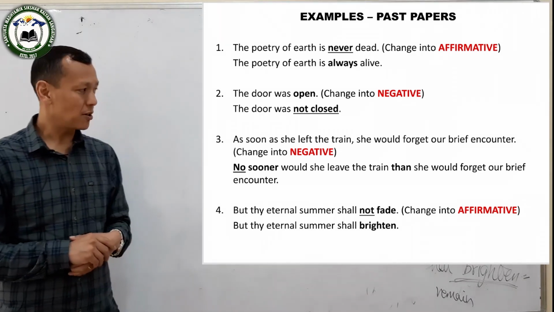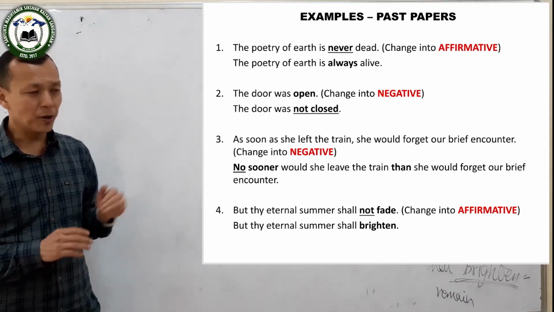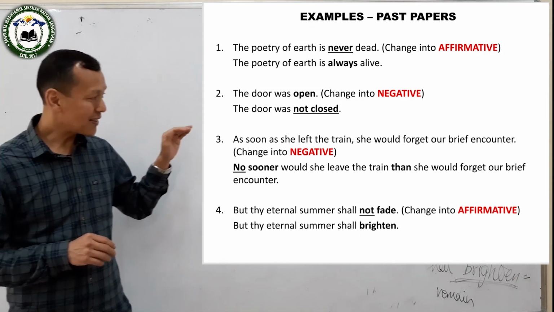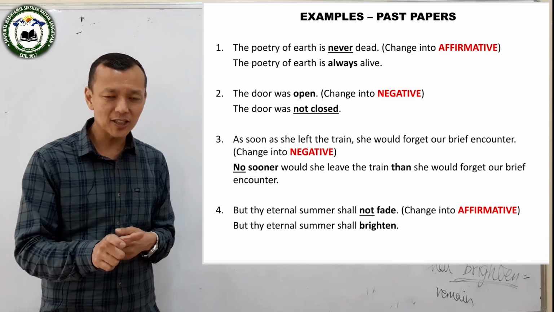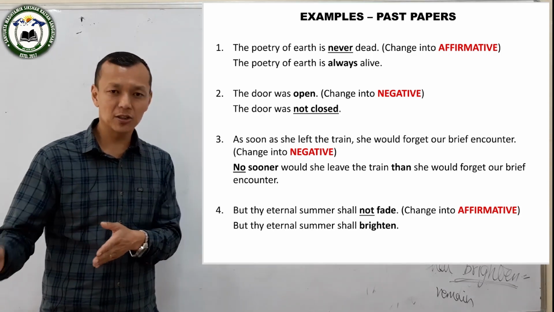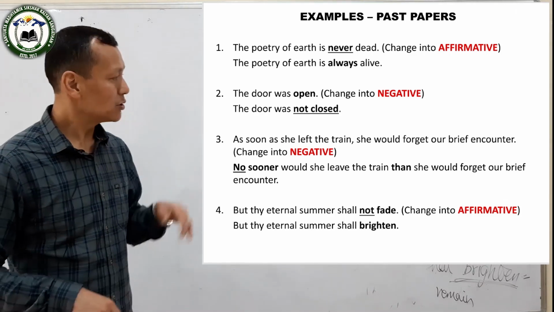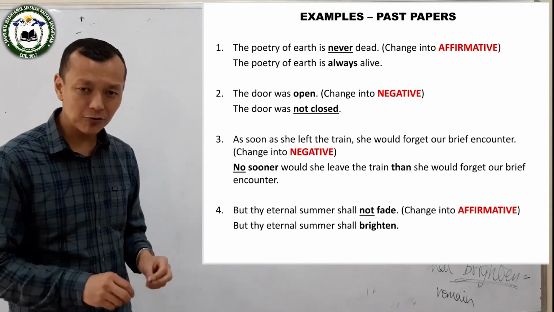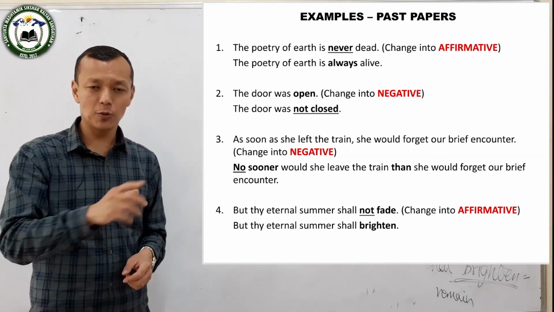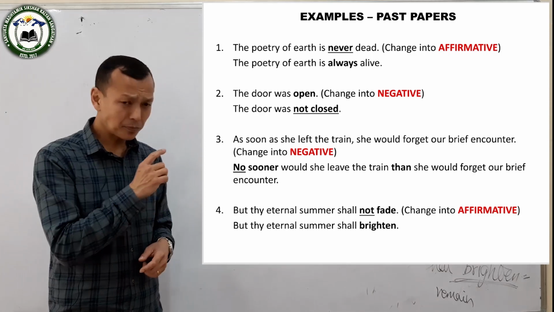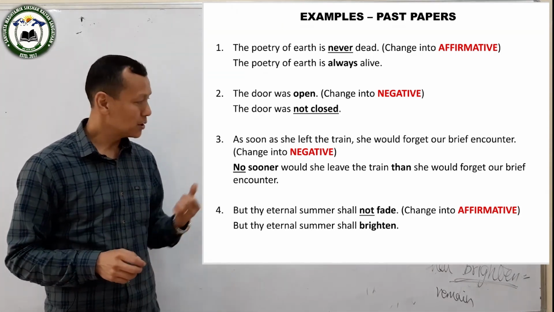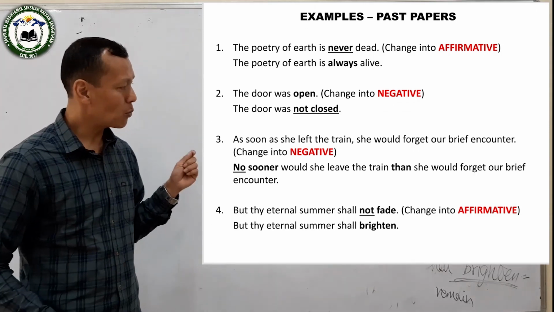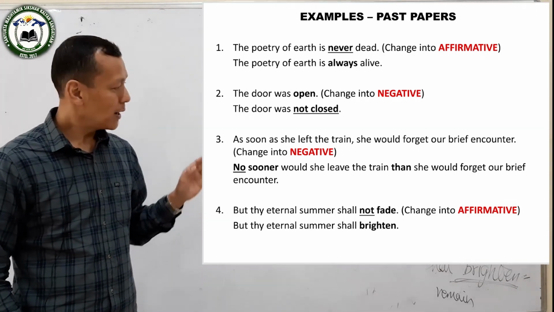The second sentence there, the door was open. Now that is an affirmative sentence. Instruction मा के भनेको छ, change into a negative sentence. So when you make it negative, you have to try and use those words I told you in the previous screen. No, not, never, none भन्ने शब्दहरु प्रयोग गर्नुपर्छ. So here we have said the door was not closed.